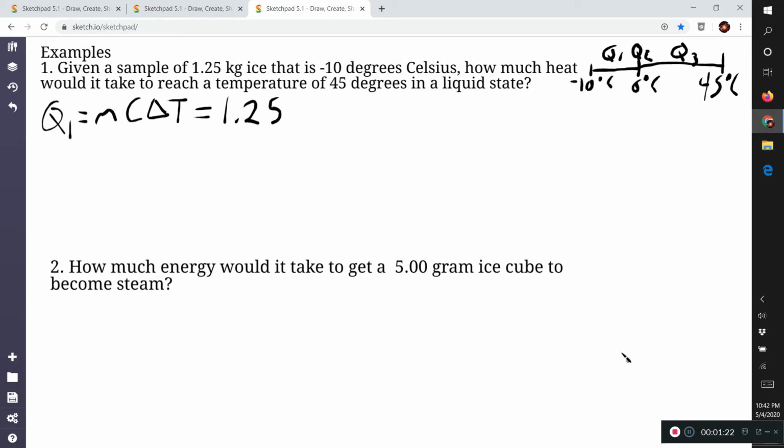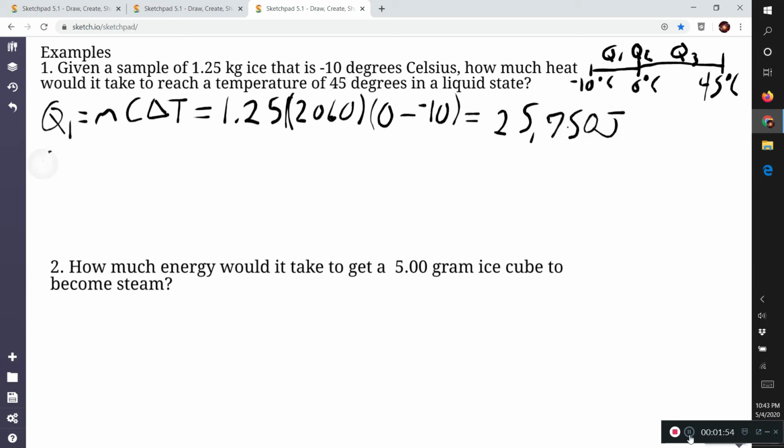So the specific heat of ice is 2060 joules per kilogram Kelvin. And our delta T, going from -10 to 0, would be 0 minus -10, which of course is +10. When we do that calculation, we get 25,750 joules.